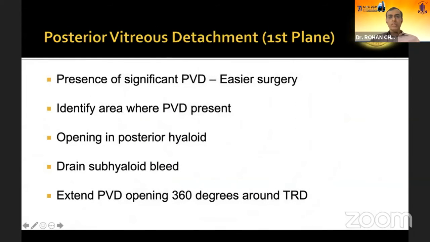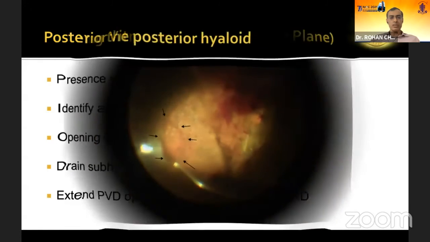The most important thing in diabetic surgery is identification of the planes. The first plane is the plane of the posterior hyaloid. If the posterior hyaloid is already detached, it is an easier surgery. Otherwise, we should identify where it is present and try to make an opening in it. Through it, if there is subhyaloid blood present, drain it and then extend that opening 360 degrees.